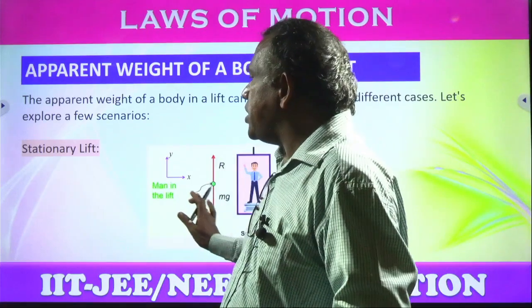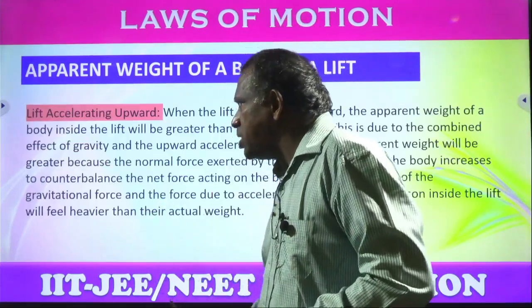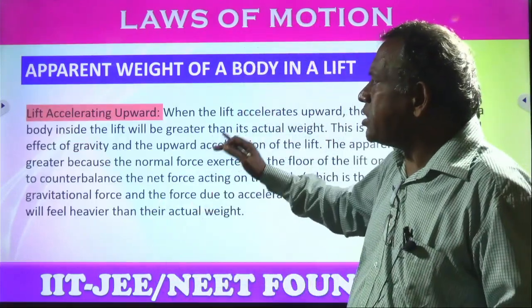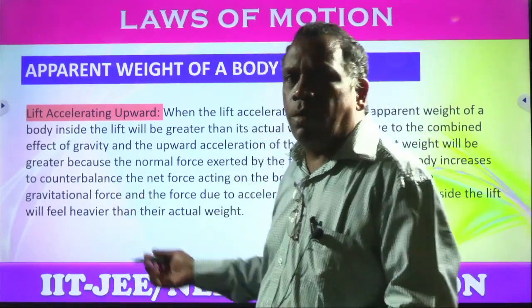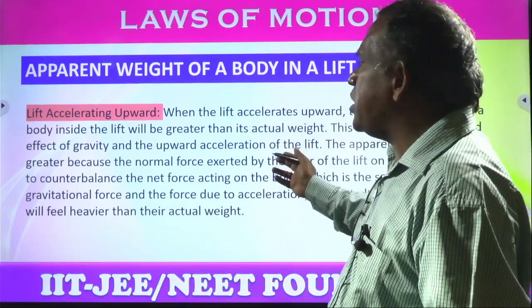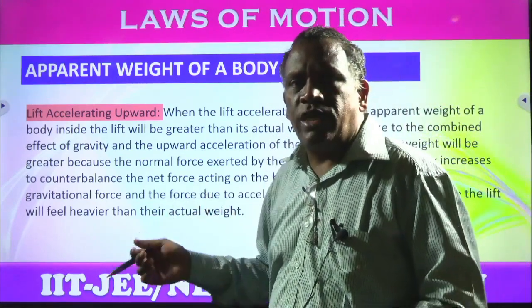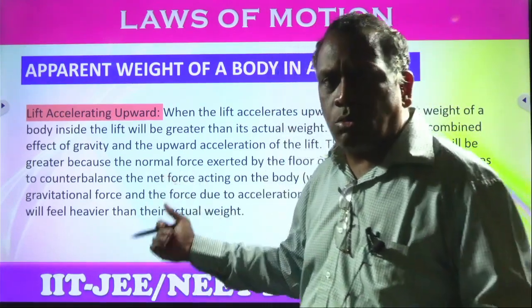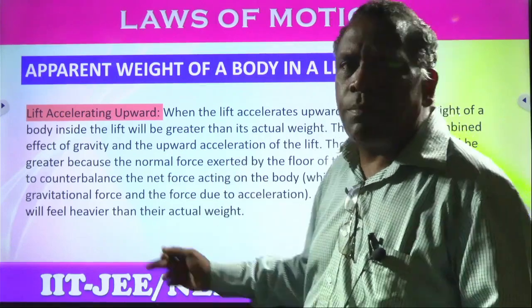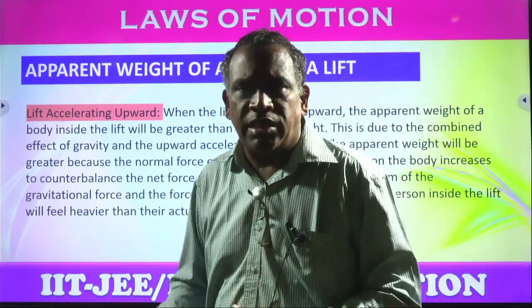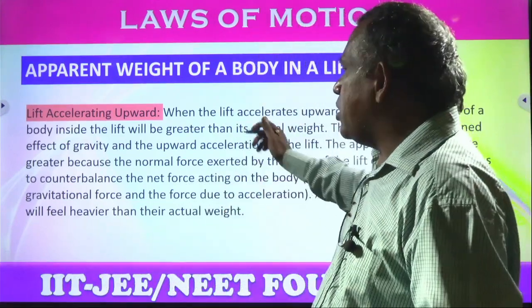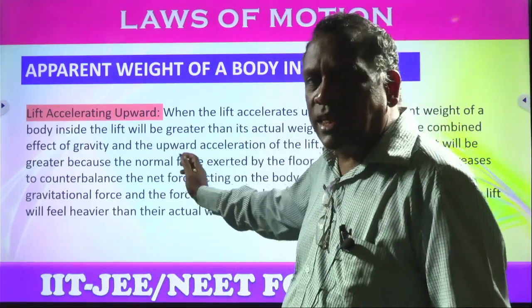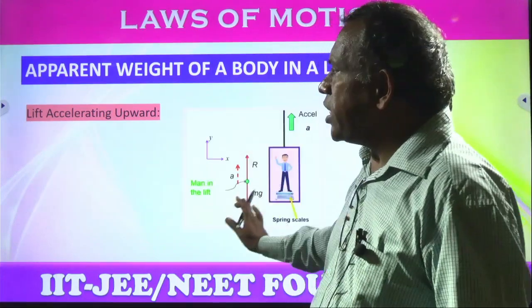And the second case: when the lift is moving upwards, the apparent weight of a body in the lift is greater than the actual weight of the body. It means the apparent weight is equal to m into (g plus a). m into (g plus a) is the formula. That's why the apparent weight will be greater than the actual weight of a body. This is the second case.